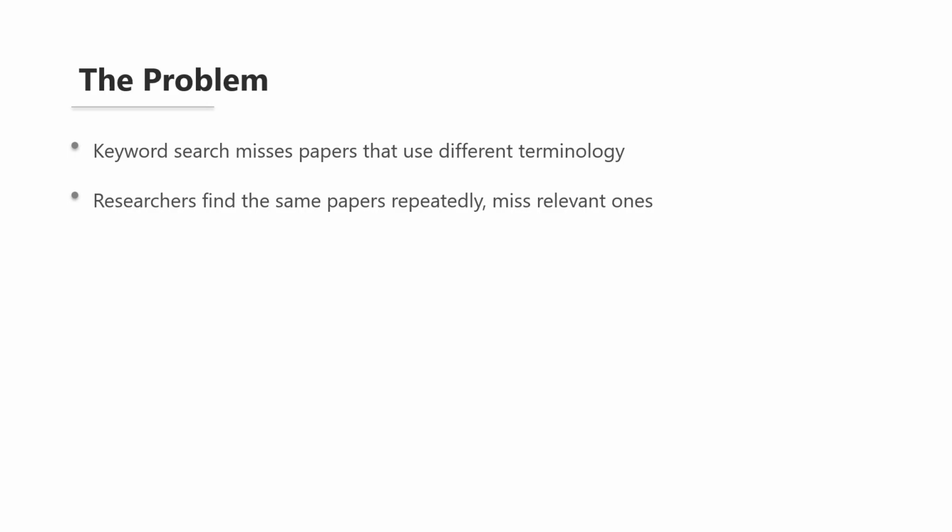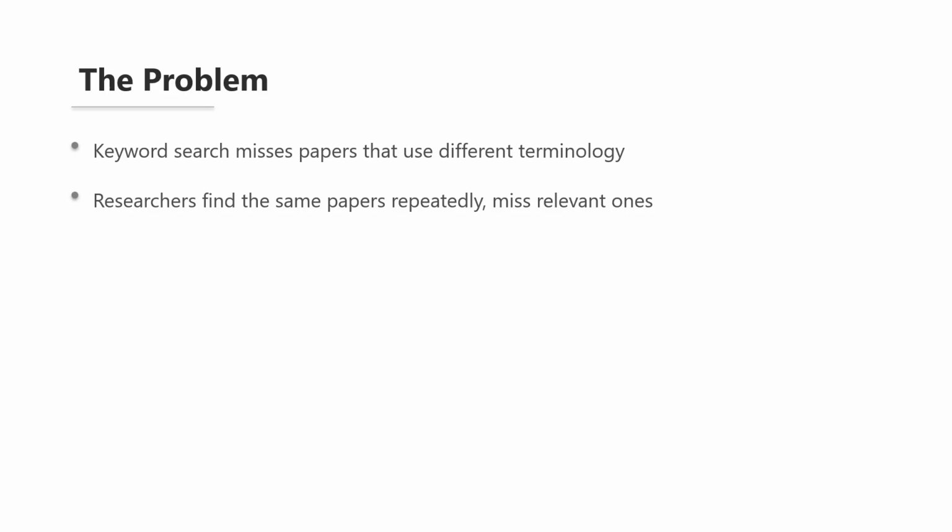Here's the process step by step. You enter a natural language query, not keywords, but a description like research on whether working from home affects employee productivity. The system converts this to a vector, a mathematical representation of its meaning. It compares your query vector to millions of papers. You get results conceptually related to your query, even with completely different vocabulary.